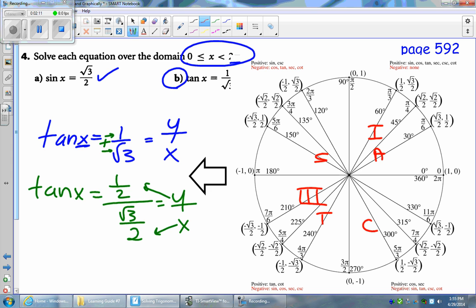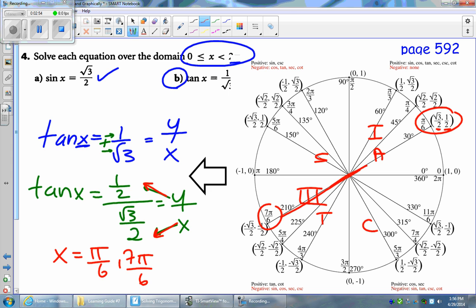Now in the first quadrant, remember we're looking for y values that are 1/2 and x value that's root 3 over 2. A point that follows that property is this point right here. So y is 1/2, x is root 3 over 2. Therefore, one of my solutions is pi over 6 radians. The next solution is going to lie in the third quadrant. So if I take this pi over 6, it's going to be along this line right here. So my second solution is 7 pi over 6.